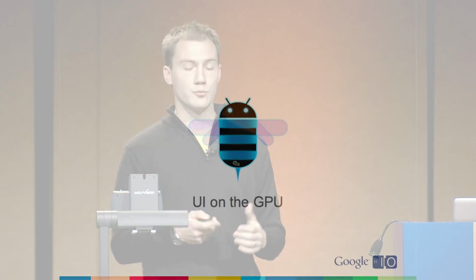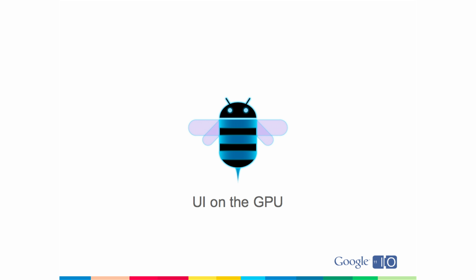So with Honeycomb, we've introduced a new rendering pipeline for the UI. So all the standard drawing operations that Chet mentioned on the canvas, for instance, draw a line, draw a bitmap, draw text, are now hardware accelerated if you opt in. And to give you an idea of the level of compatibility that we have, all the standard applications running on Android 3.0 are running with this new pipeline. So the browser, this includes the web view, Gmail, contacts, books, they all run with hardware acceleration turned on.